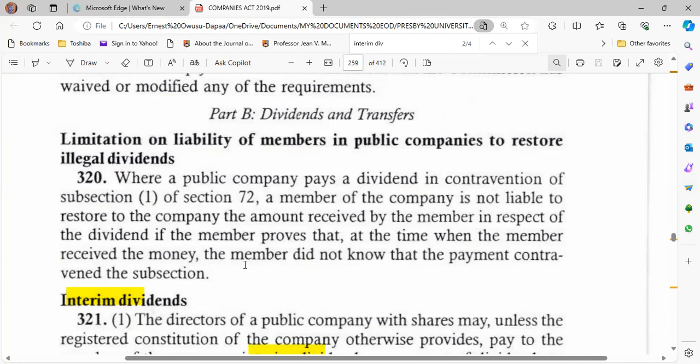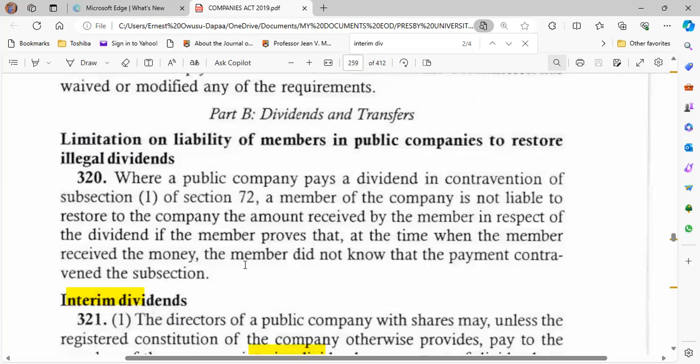Now, where the company has not satisfied this requirement, we say that it has not met the distribution test. Then, in the case of a public company, Section 320 is saying that a member of the company is not liable to restore to the company the amount received in respect of the dividend if the member proves that at the time of receiving the money, the member did not know that the payment contravened the subsection that we've talked about.